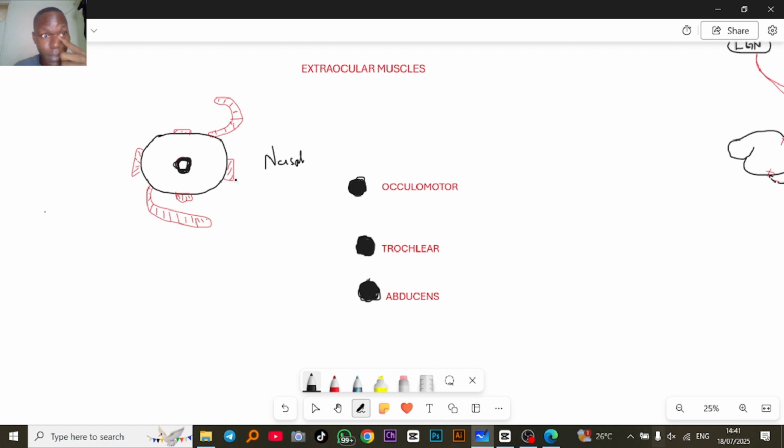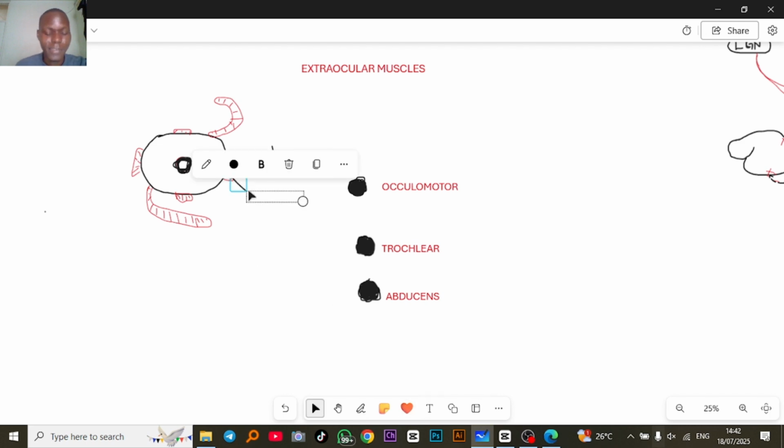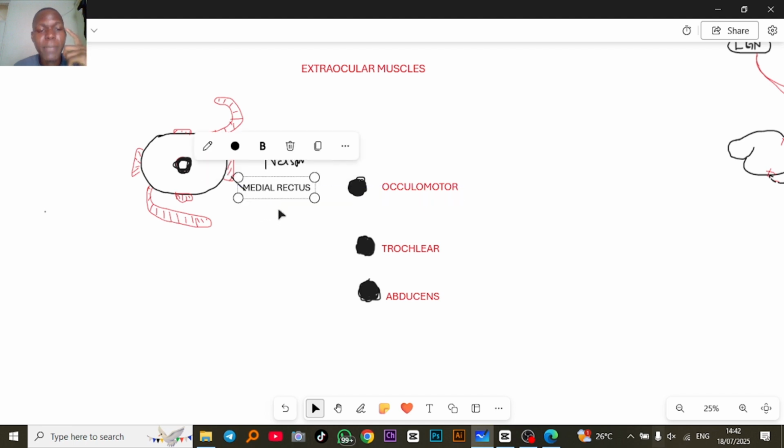this muscle here. It's called the medial rectus. So this is the medial rectus. That's called the medial rectus, which means that the muscle on our temporal side is obviously called the lateral rectus. So I can just duplicate this.